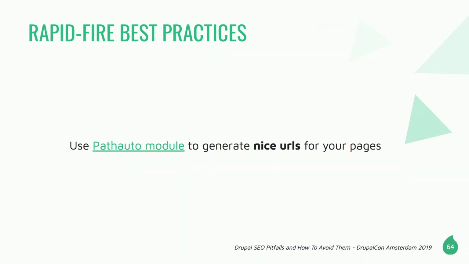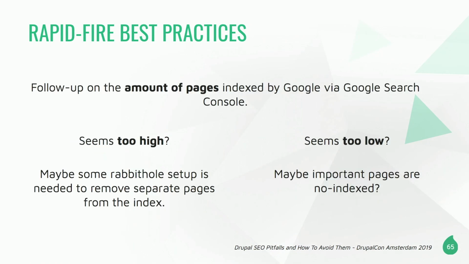Use Pathauto for nice URLs. Always follow up on the number of pages that are indexed by Google. If it seems too high, maybe some rabbit hole setup is not correct and you need to remove separate pages from the index. If it seems too low, maybe you have noindexed a lot of pages which you don't want.